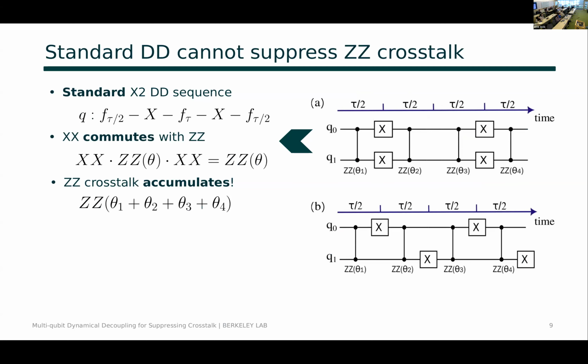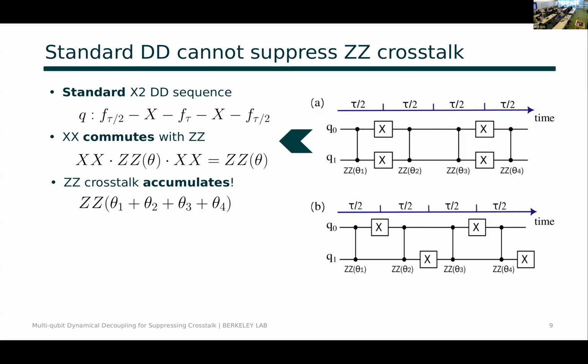But if we use the standard DD sequence, we cannot handle this crosstalk well. Let me explain why. Let's say we have a 2-qubit quantum system, and we insert the standard X2 DD sequence. This 2-qubit system goes through an idle period of 2τ. First, it goes through an idle period of τ/2, and we insert the first X gate. It goes through another idle period τ, the second X gate, and then another idle time τ/2. Also, the two X gates are the same on the 2 qubits.